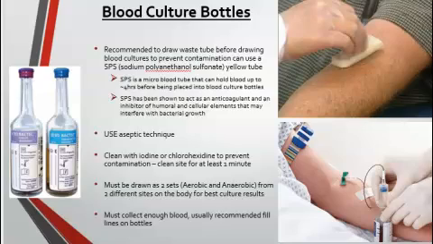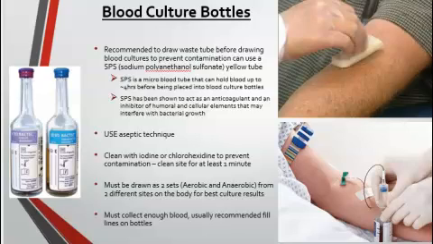Again, we're going to collect 2 different blood culture bottles. One of them's going to be aerobic and one of them's going to be anaerobic. And each bottle is going to be collected from a different site on the body. So let's say we collect one bottle from the left arm, then we're going to have to collect the second bottle from the right arm or maybe the hand. It has to be a completely separate site.